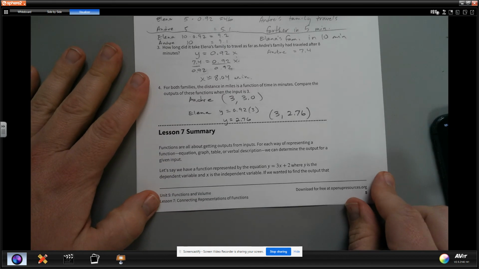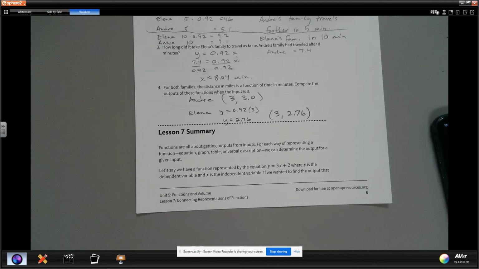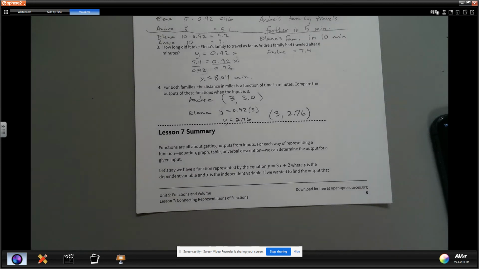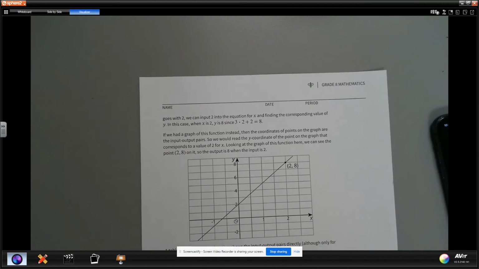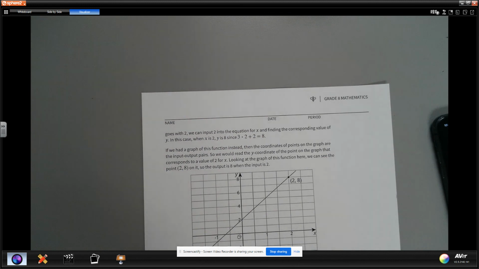So the bottom line with all this, functions are all about getting outputs from inputs. For every way of representing a function, equations, graphs, tables, verbal descriptions, we can always determine the output for the given input. If we can't, then it's not a function. So let's say we have a function that represents the equation y equals 3x plus 2, where y is the dependent variable and x is the independent variable. If we wanted to find the output that goes with 2, then we can simply put 2 into the equation, find the corresponding values, solve for y, and it must be 8.